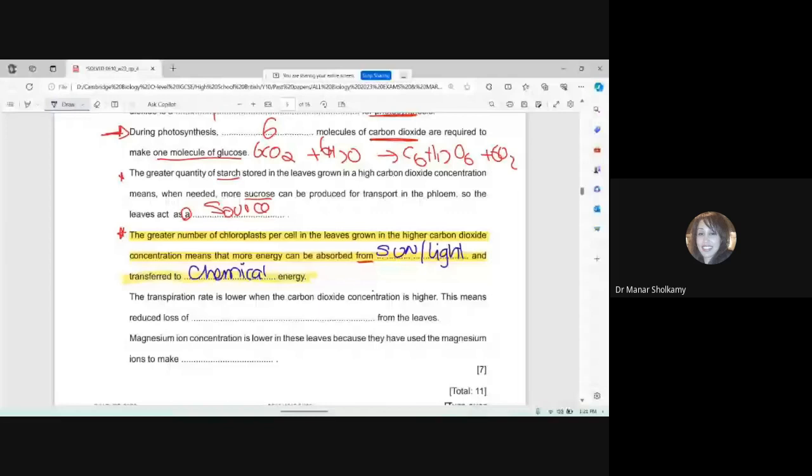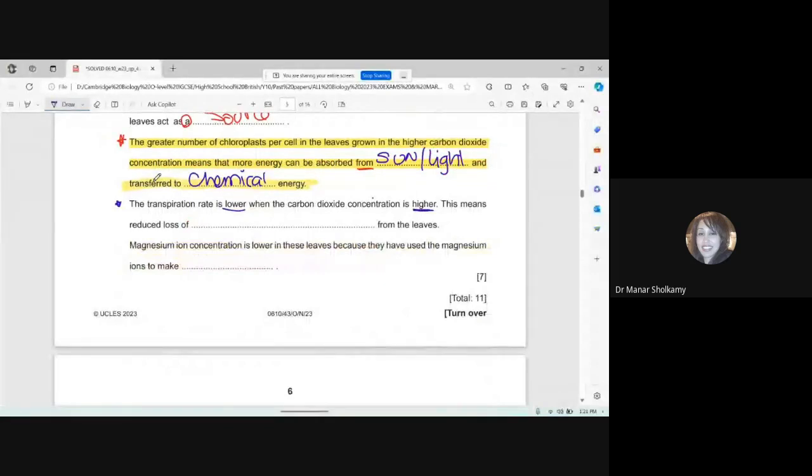The transpiration rate is lower when the carbon dioxide concentration is higher. This means reduced loss of what from the leaves? What is lost from the leaves in transpiration? Water? Water is not lost from the leaves. Water vapor. Correct. Water vapor in a gas state. Okay, so again, I'll highlight this question for you. Transpiration is the evaporation of water vapor.